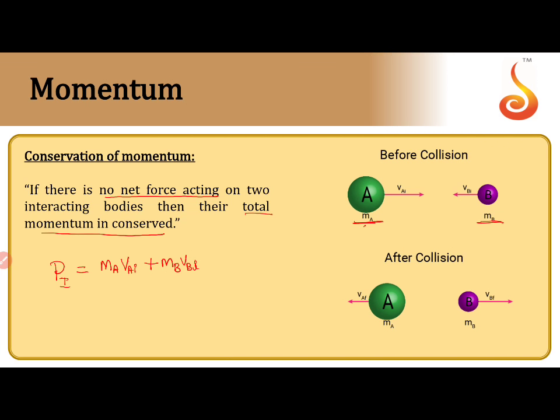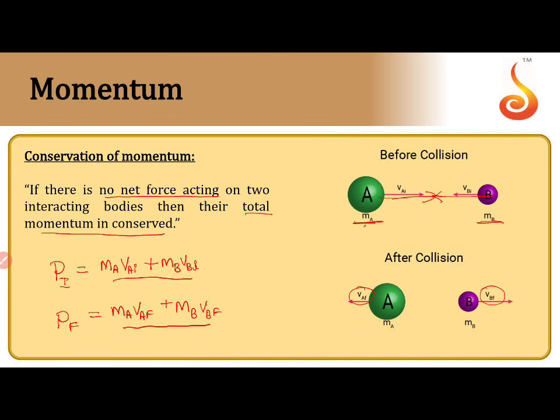After collision, they both collide with each other. They exchange some force due to which they tend to move either in the opposite direction or the same direction. I don't know, but their velocities would have changed. A starts moving with velocity of A final, B with velocity of B final. The new momentum after the collision will be equal to MA VA final plus MB VB final. This is the total momentum after collision.